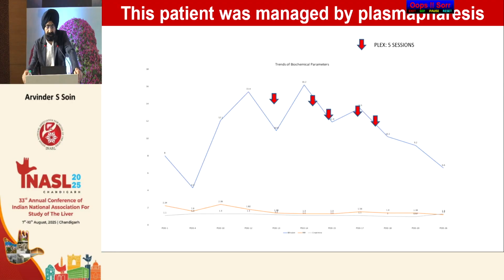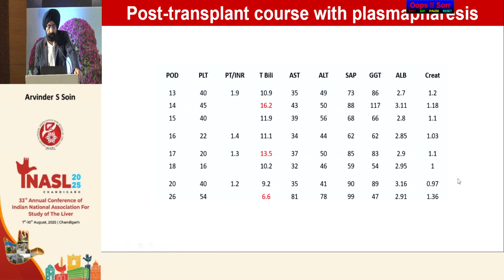What we did was 5 sessions of plasmapheresis starting on day 13, and we found that eventually the bilirubin started falling. The patient did well. If you remember, we had reports until day 12 on the previous chart, and this is day 13 onwards. With these plasmapheresis sessions done at 24 to 48 hour intervals, this patient gradually improved. By day 26, his bilirubin was again down to 6.6. His INR was better, and he did well.